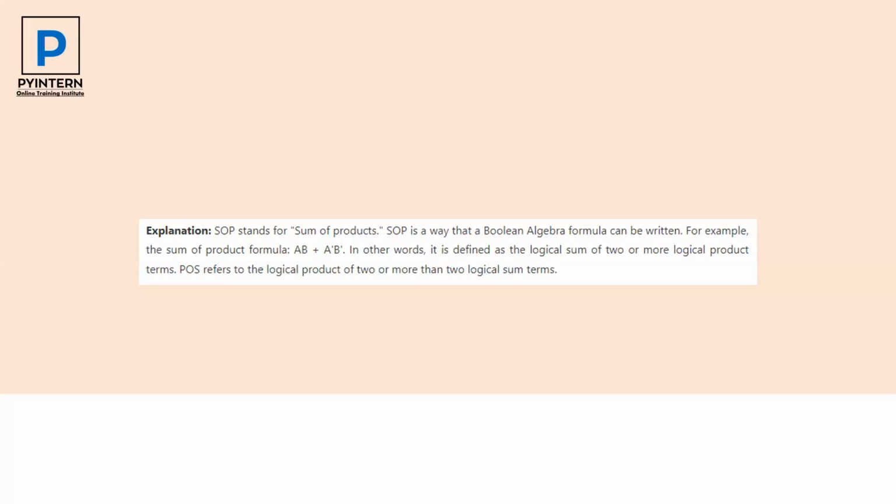POS means product of sums, which refers to the logical product of two or more logical sum terms.